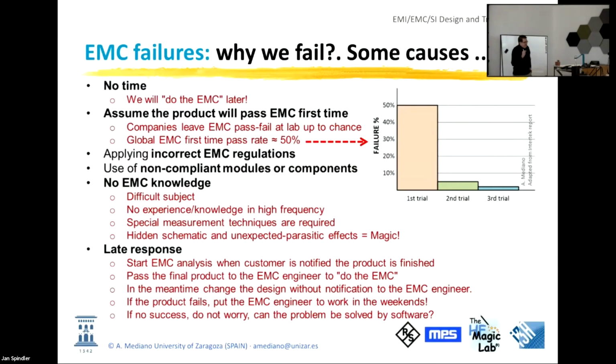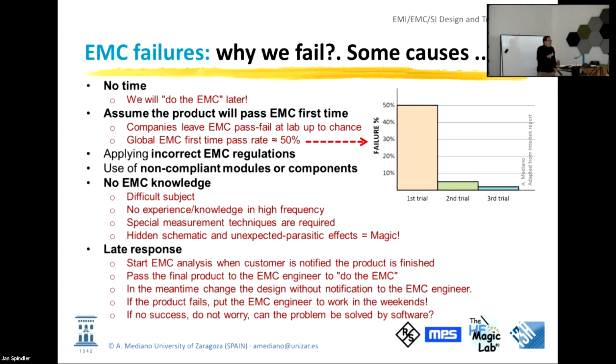Why do we fail? Let me think of some ideas. Obviously, this is not a complete list. We fail because first, we don't have time. We say, we will do the EMC later. Second, we assume that the product will pass in the first trial. Look at this. This is from Intertek. This is a very important EMC laboratory in the world. You can see that in the first trial, 50% of the companies fail.